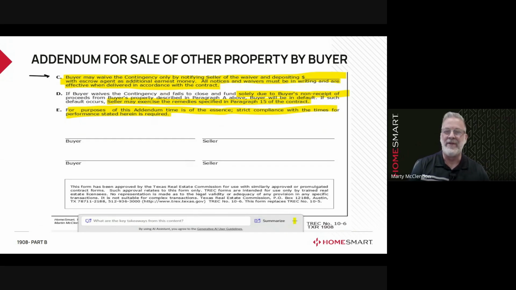And so when they're deciding, when they get the notice from the seller what to do, they have to take that into consideration. How certain are you that you're going to receive the funds, or can you buy it without the proceeds from your house? Okay.